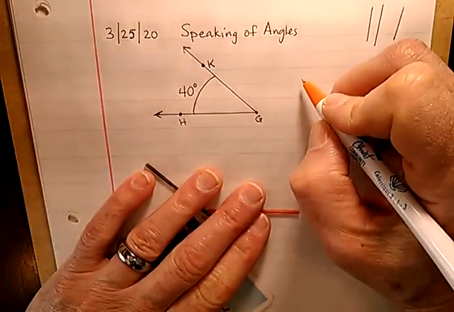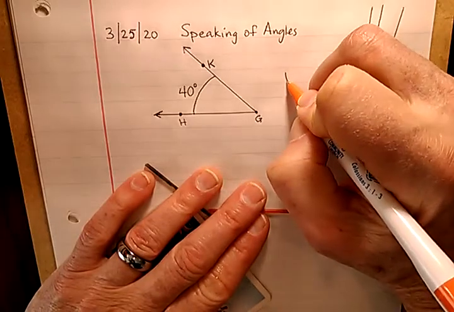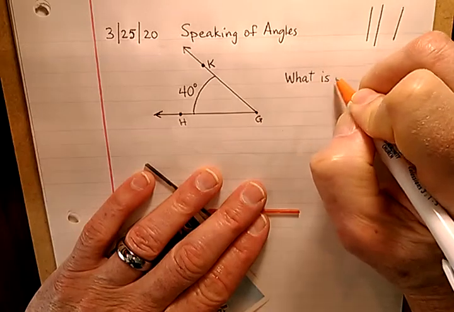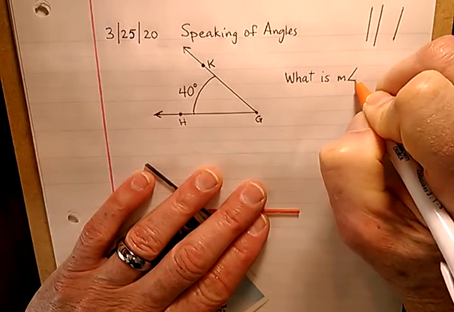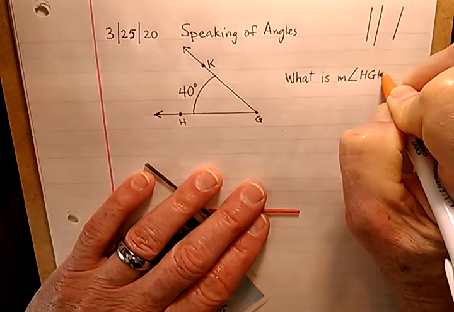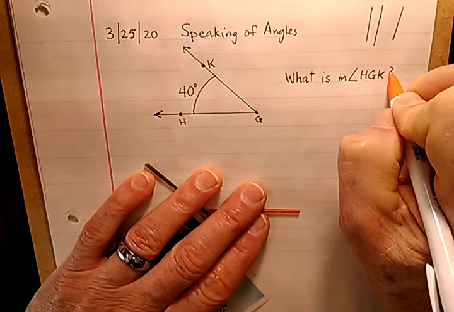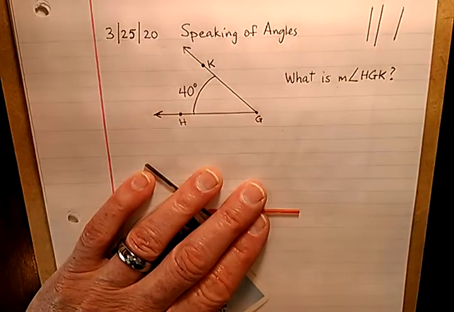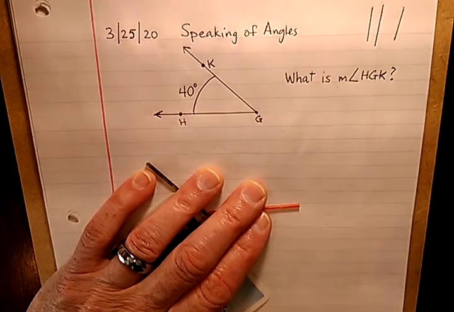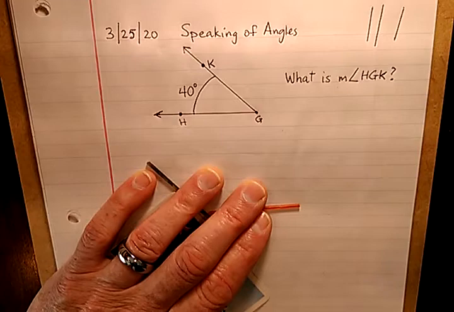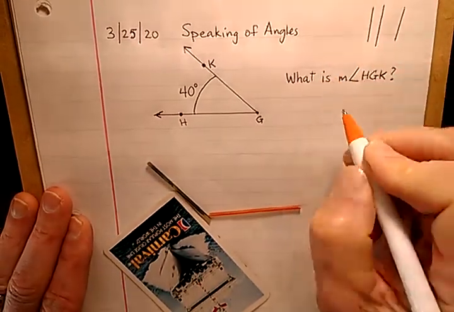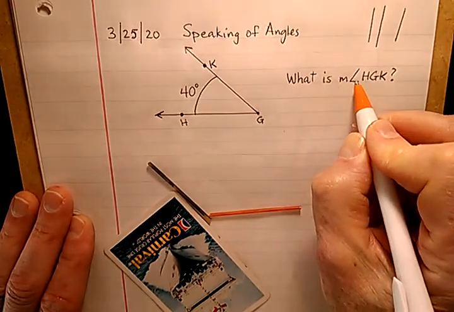Okay, if you're taking a test or you're doing an assignment and you get a question like this, I want you to know how to read it. So let's write it down first. Remember that if I'm going too fast, you can stop the video at any time so you can catch up with my writing and then start it again. So this question says, what is the measure of angle HGK?